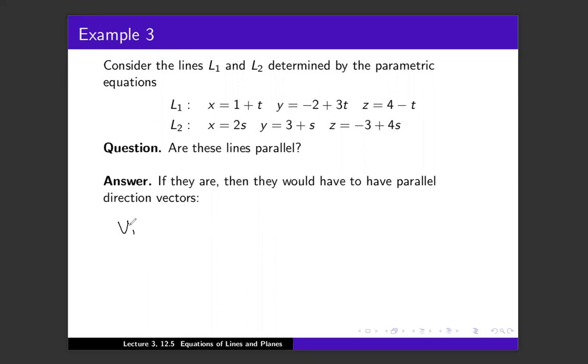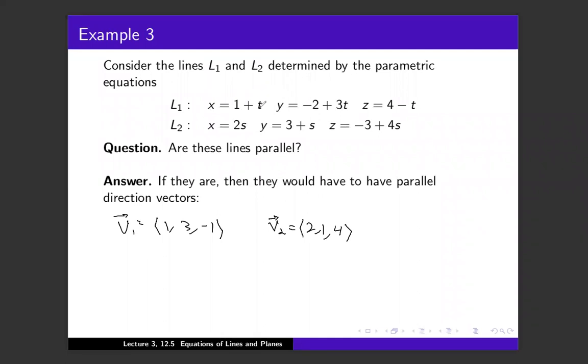So the direction vector for the first one, let's call that v1, is 1, 3, negative 1. The direction vector for the second is 2, 1, 4. By the way, notice that the parameter for L2 is s. The parameter for L1 is t.